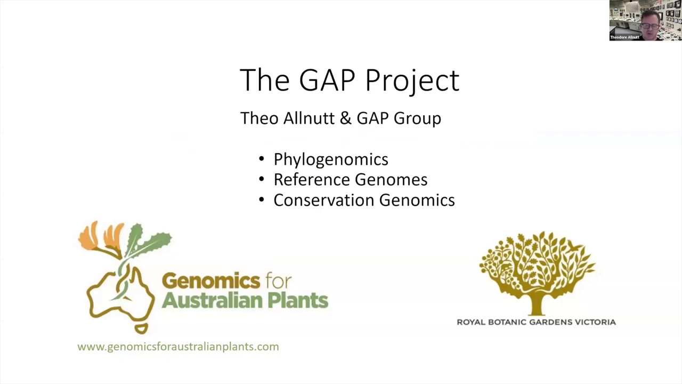The Genomics for Australian Plants project very heavily utilises resources provided by ABLeS, specifically the Gadi supercomputer at NCI, and that's been pivotal in all of the analysis and data storage that we've been able to do for this project. There are three main parts of this project. There's phylogenomics, which is basically building evolutionary trees as references and tools for botanists and taxonomists. The second part is reference genomes, which I'll mostly be speaking about today. The third section is conservation genomics, which is looking at specific species of Australia that are under threat.